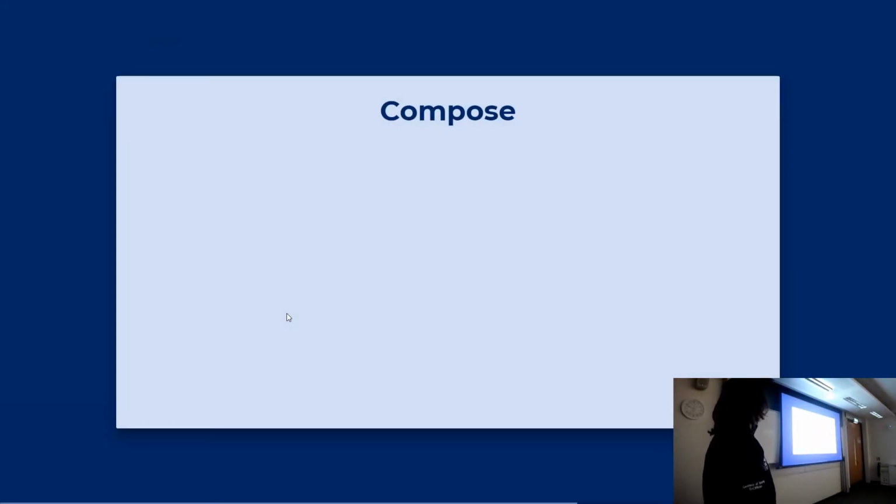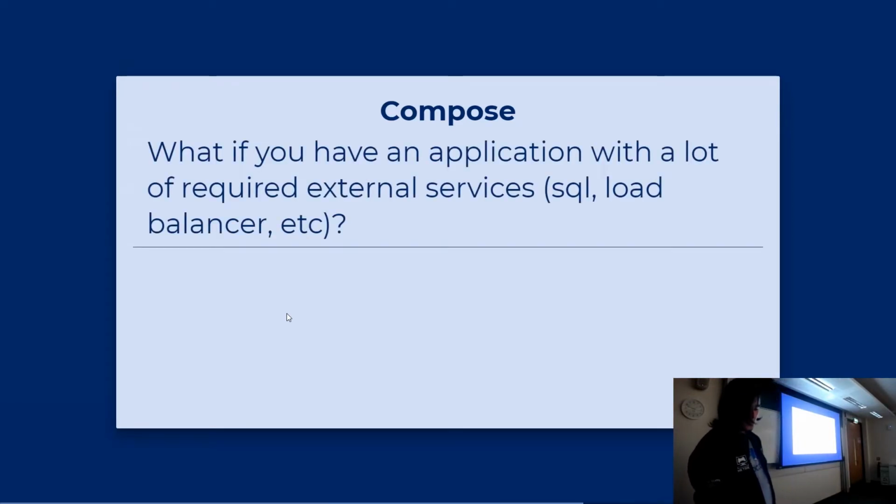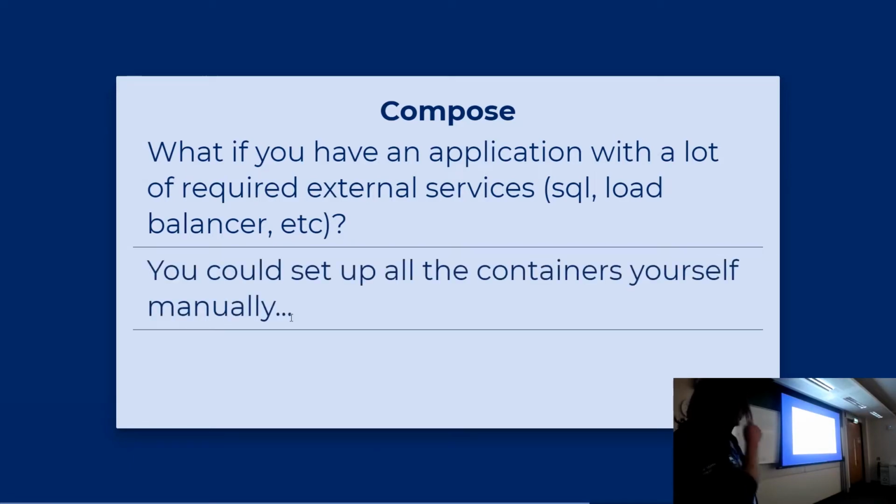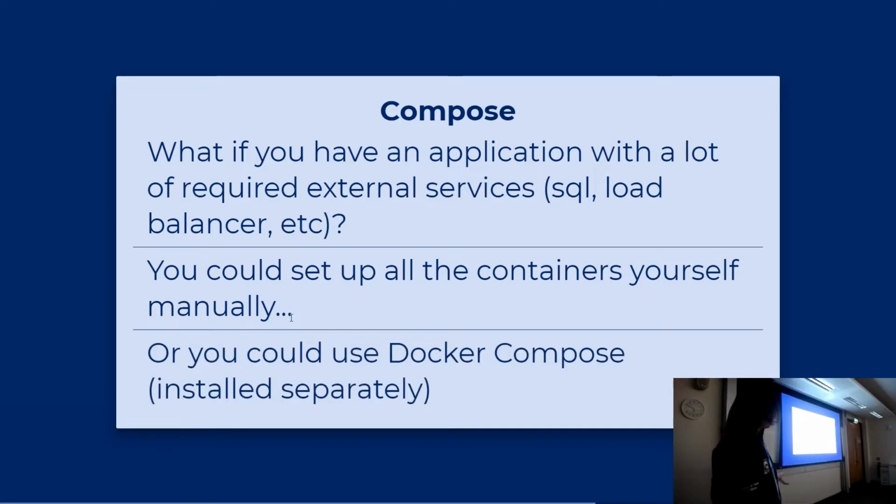This one's for Oshin. Docker Compose. He asked me to put it in, and I said I'd put it in. So what if you have an application with a lot of required external services, like a database or a load balancer, whatever that is? You could set them all up yourself manually, or you could use Compose. It's installed separately, so if that puts you off it, then sure.